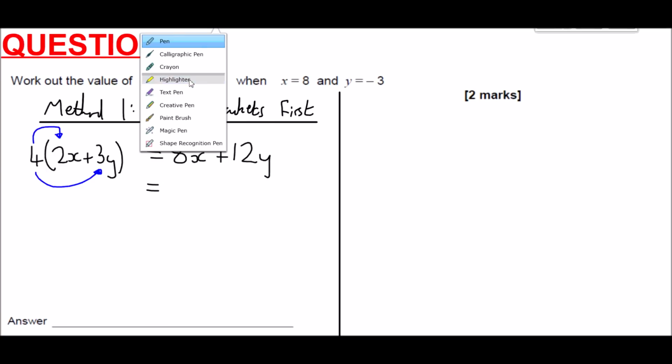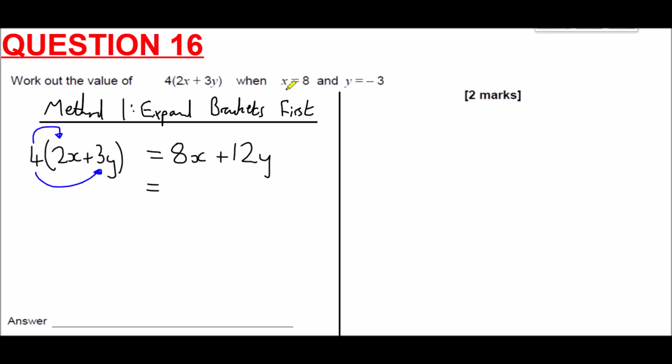Now we need to think about what x actually is and what y actually is. So x, we've been told to use a value of 8. And y, we're told, is minus 3. And so what we're going to do now is just substitute in these values for x and y. If x is 8, 8x just means 8 multiplied by 8. And then 12y means 12 multiplied by minus 3, because we're told to use y as minus 3.